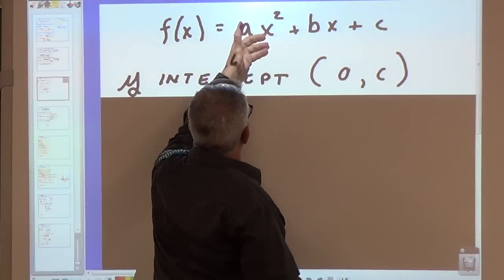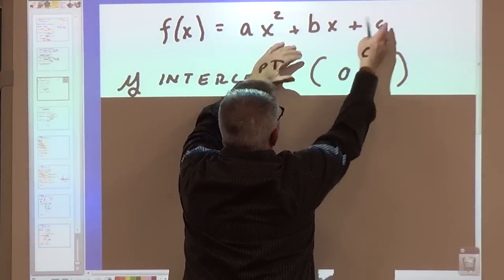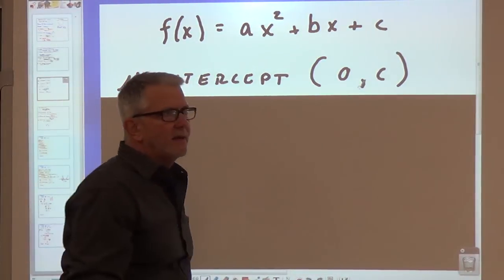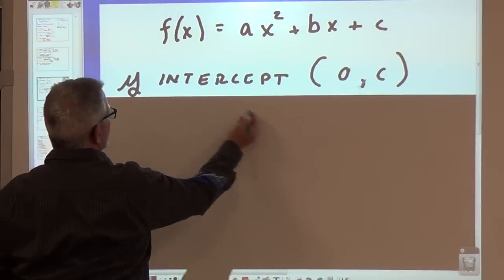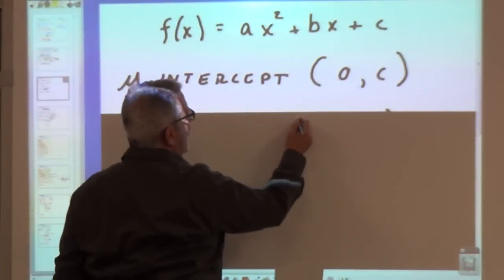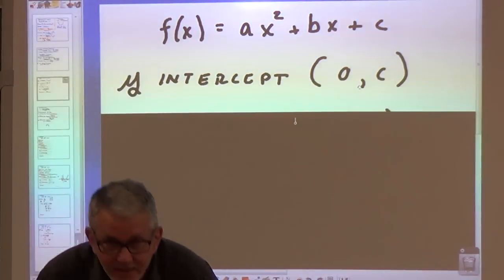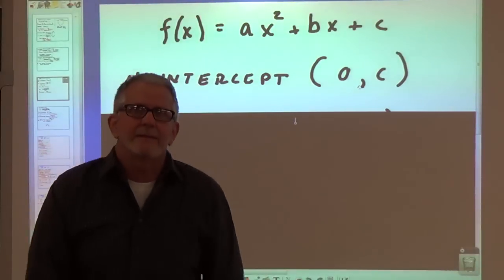A times 0 squared is 0, plus 0 times b is 0, c. The y-intercept is always 0, c. Always. The y-intercept is easy. I could teach a monkey how to find the y-intercept of a quadratic function.